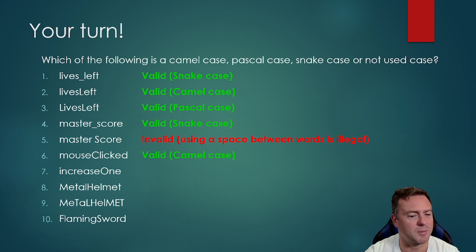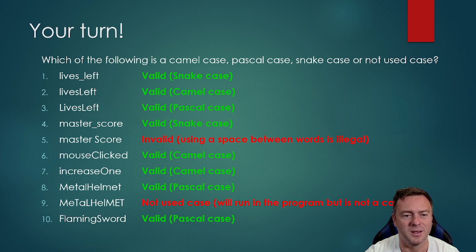Mouse clicked is camel case, so it's got a hump in the middle. Increase 1, camel case again. Metal helmet is Pascal case, so all the words have capital letters. This one is weird, but it would still run, but it's not a case. And then flaming sword is Pascal case as well. So hopefully that's giving you a pretty clear indication of what type of case. Now, this is really important when you're reading other people's code so you can understand what type of variables they're using with their naming convention. So let's jump on in.